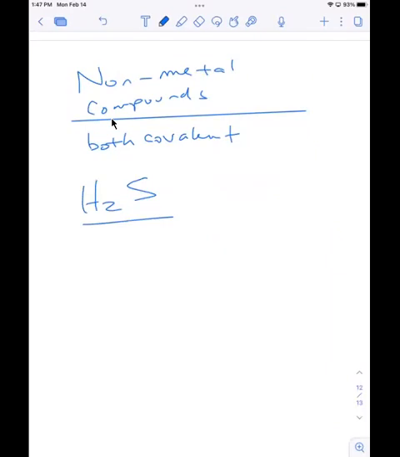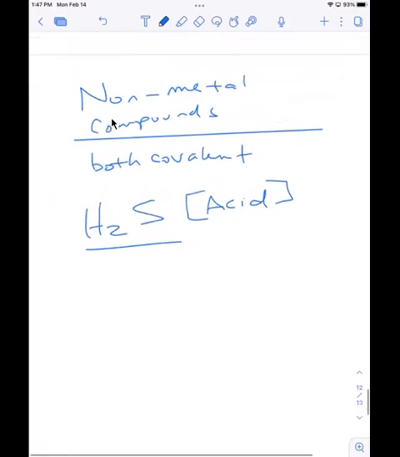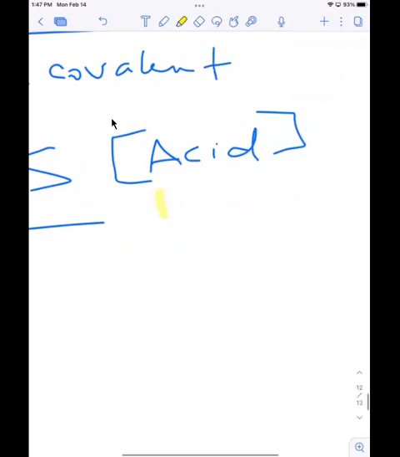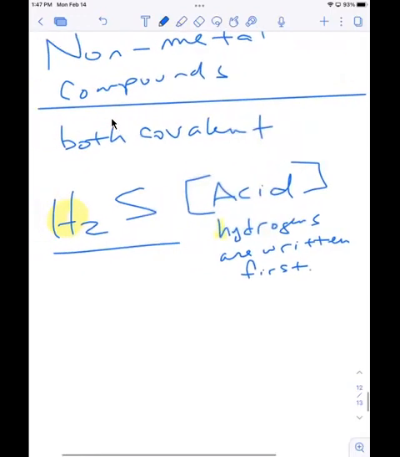So this is a different class of compounds. This is considered an acid because of these hydrogens right here. Because it's an acid, we're going to write it a certain way. We always put the hydrogens first, followed by the central atom. So the hydrogens are written first.